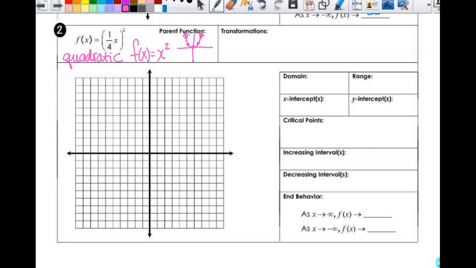And so then my transformations, how many do I have? Just 1. It's being multiplied, so it's either a compression or a stretch. First of all, is it horizontal or vertical? Horizontal. And is it a stretch or a compression? Stretch, because x does what? Multiplies. So it's a horizontal stretch by 4. Everybody good so far?